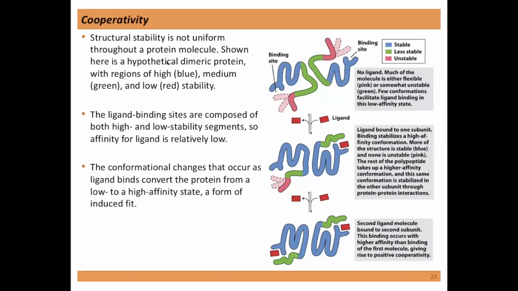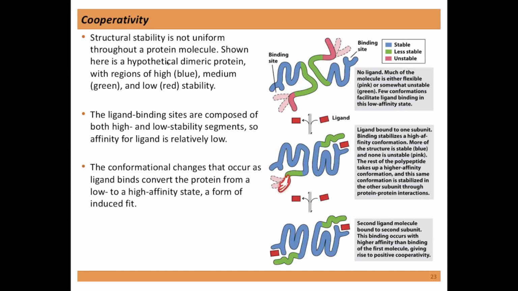So I just want to talk a little bit more about this cooperativity. This is just a generalization, but structural stability through a protein is not uniform. So we've got a hypothetical protein here, and it's got those flexible red binding sites, and they're just kind of flopping around, and the binding sites there in the blue. And so then what you see is once we get binding of one ligand here, we actually get less flexibility here.